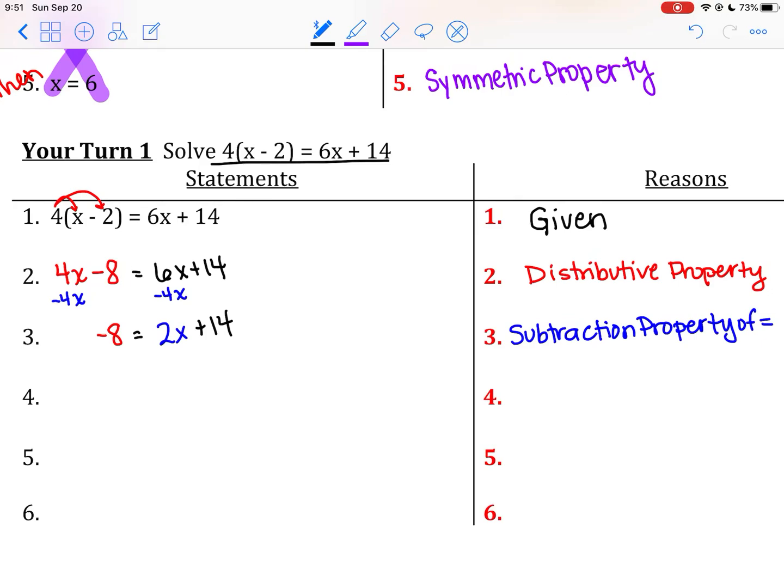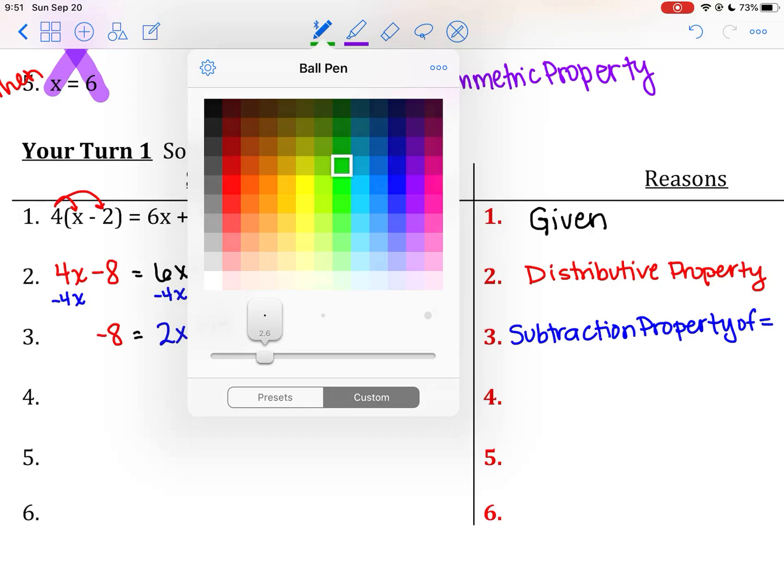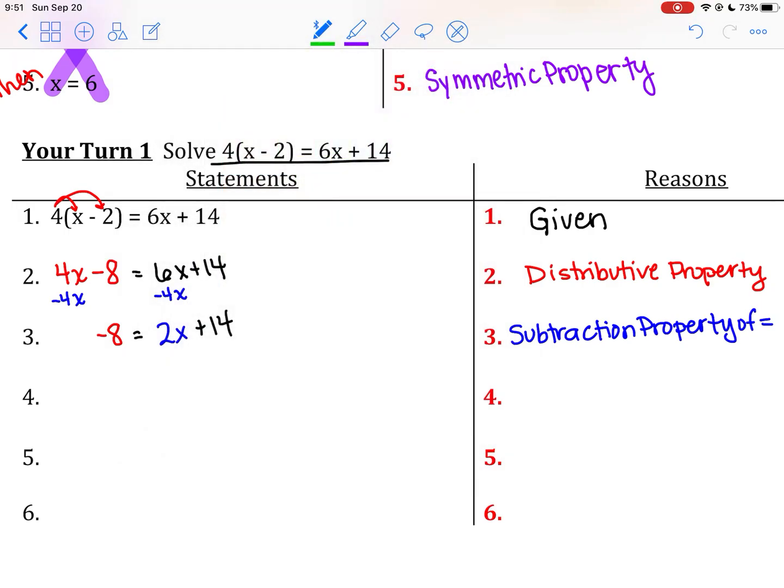Now looking at where I am, I need to figure out what I can do next. My goal is to get the x by itself. So the next thing I'm going to do is subtract 14 from both sides. Subtracting something from both sides is the subtraction property of equality. So this reason goes along with what we have done.